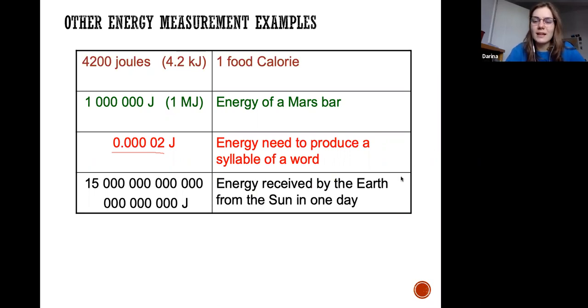Right. Secondly, we've got that last one, that massive number was the energy received by the Earth from the sun in just 1 day. So I don't even know how to name that. It's an enormous, enormous number. And it just adds a bit of context.